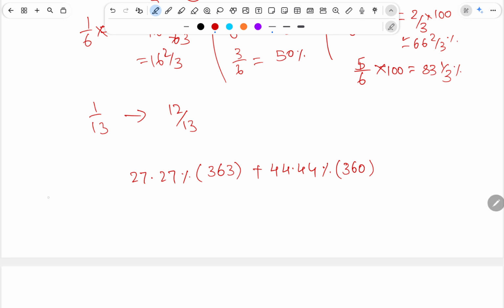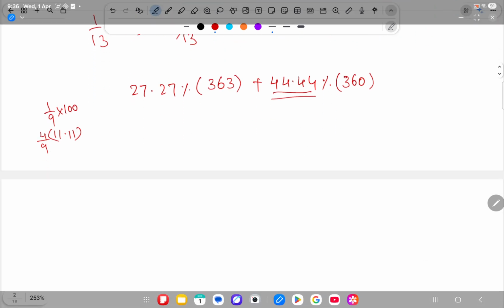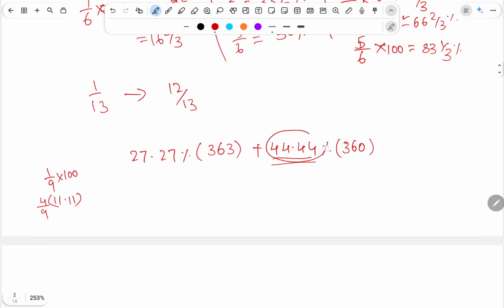Now what is the value of 1 by 9? Convert 1 by 9 into percentage, into 100. How many times does it go? 9 11s are 99 and the difference is 1. Put a point. So again it goes by 1 1. So 1 by 9 is 11.11, but here if you see 44.44 is there. So to get 44.44 we need to multiply by 4, means 4 by 9. So this value is 4 by 9. 4 by 9 of 360.